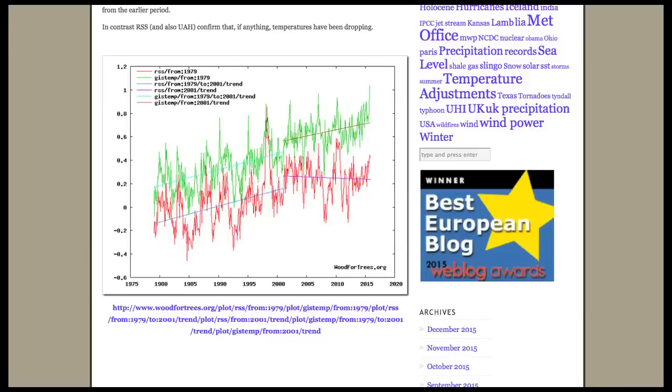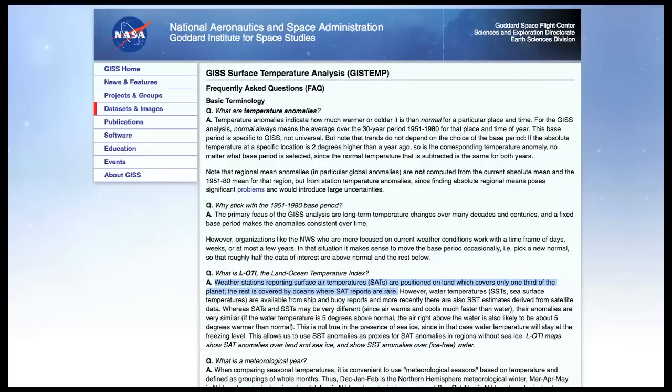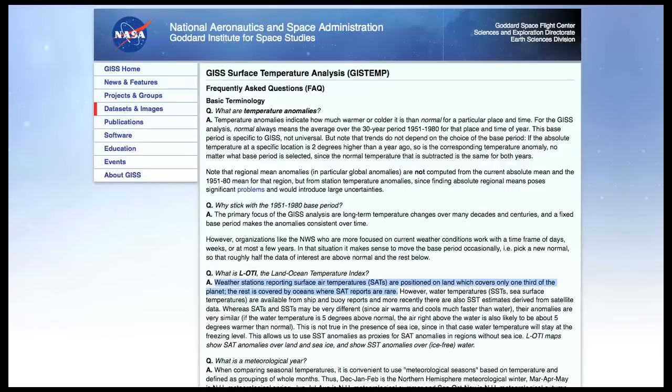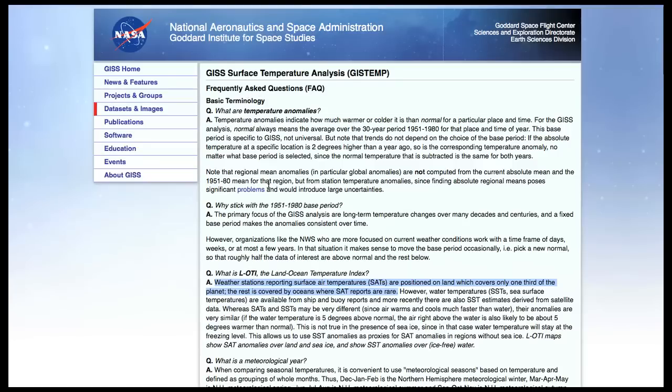So again, the satellite record and the surface air temperature record continue to diverge, and the satellite record, the more reliable record, shows that there is no significant warming taking place. No statistically significant warming is taking place for almost 2 decades. Now, again, just to back up, why is this? Why is the surface air temperature record less reliable than satellites?